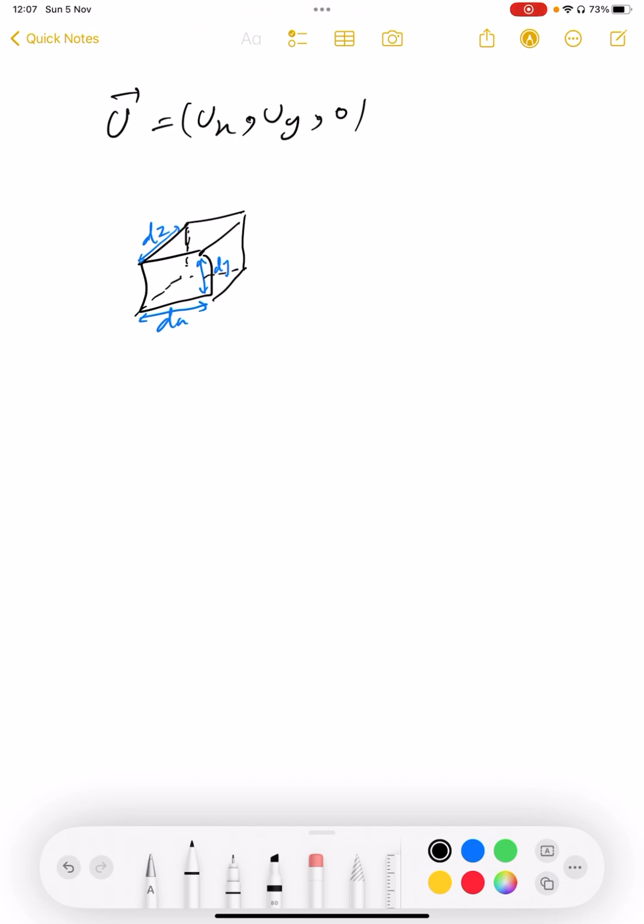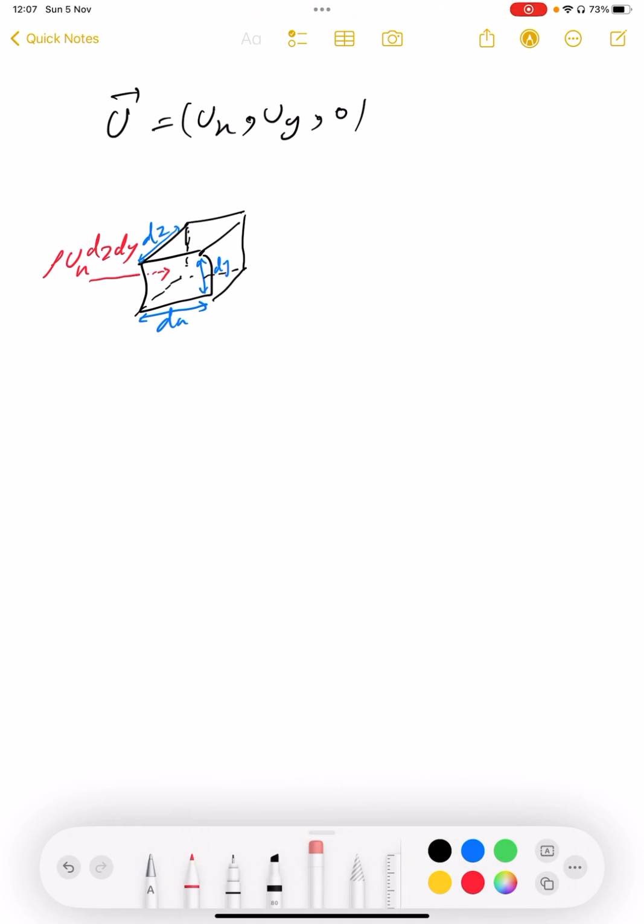All right, so the amount of the fluid which is coming through the x direction, I'm going to use a red color. So the amount of the fluid which is coming through that surface is rho ux multiplied by dz dy. So dz dy is coming in.